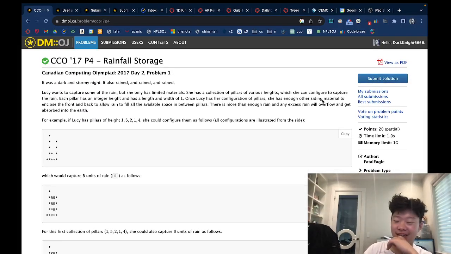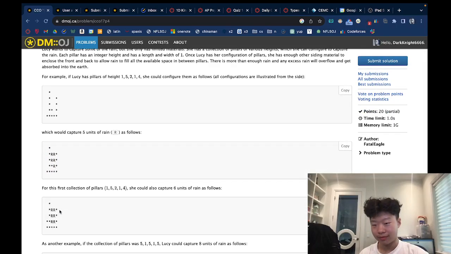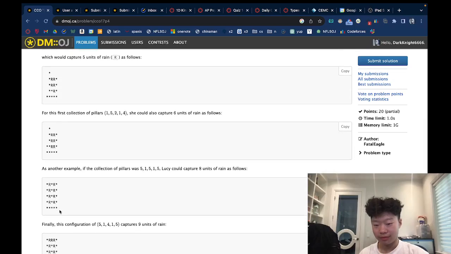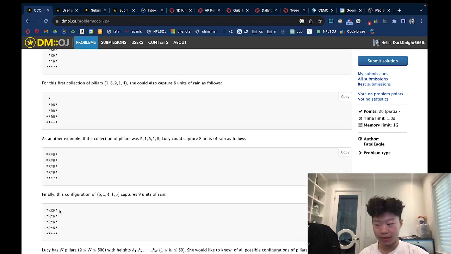Okay. You have pillars of various heights, and rain can fall down and get stuck in the pillars. Okay. Rain can fall down, and get stuck between the pillars.